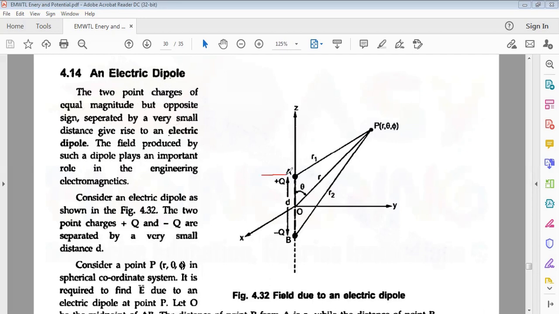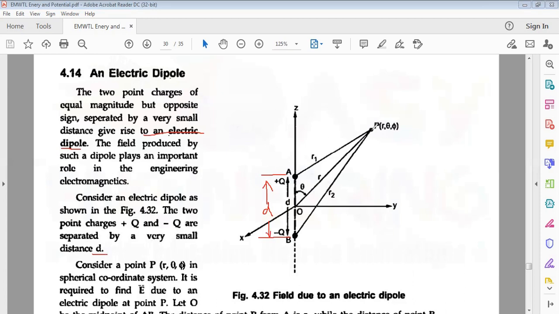The distance is d, a very small distance. You call this an electric dipole. The field produced by such a dipole plays an important role in engineering electromagnetics. Consider an electric dipole as shown in Figure 4.32. The two point charges plus Q and minus Q are separated by a very small distance d.